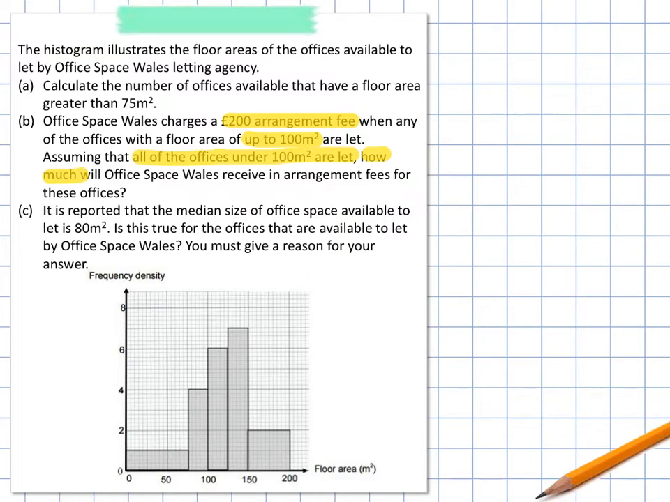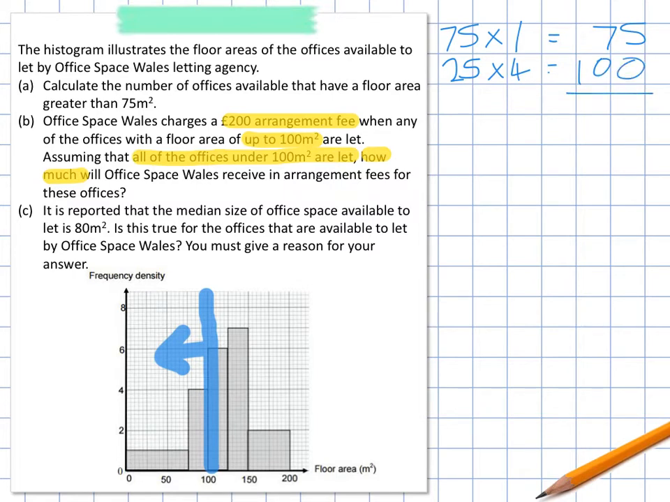So this time we're looking at under 100. So we're looking at a 100 line here, and we're looking at everything that side of it. So calculations wise, we'll start from the smallest box. So 75 wide by 1 tall. And that's of course is going to be 75. The next box is 25 wide, similar to the one we did before. And that's 100. So in total we've got 175 offices.